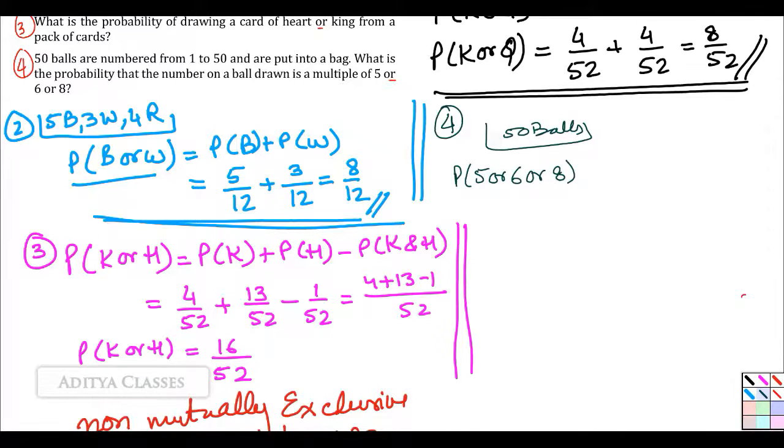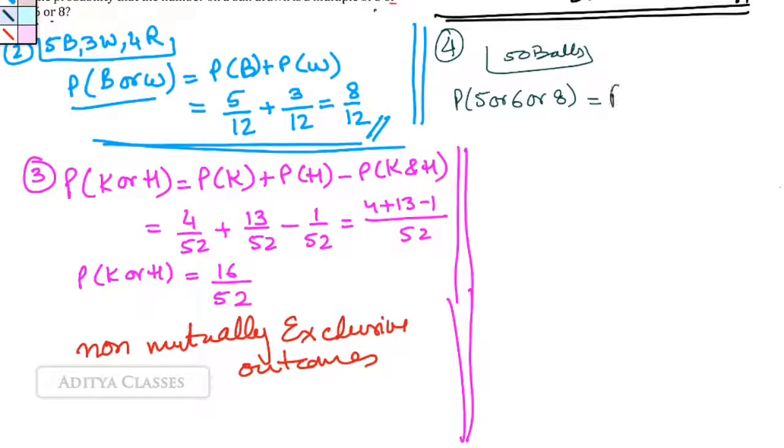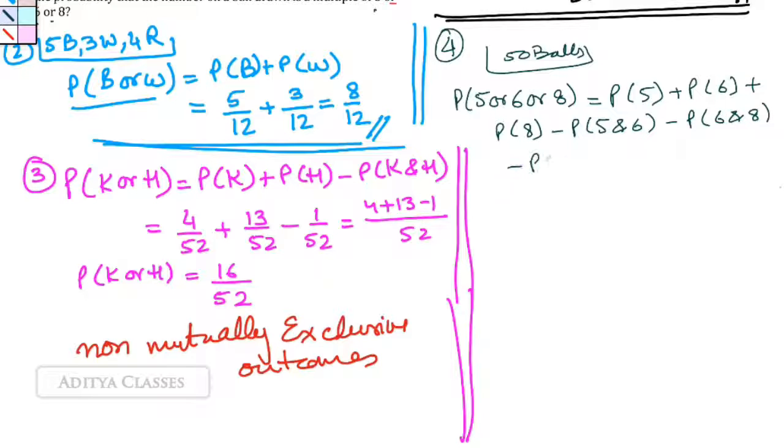or 8. What will the solution be? It will be probability of 5 plus probability of 6 plus probability of 8 minus probability of 5 and 6 minus probability of 6 and 8 minus probability of 8 and 5 plus probability of 5 and 6 and 8.